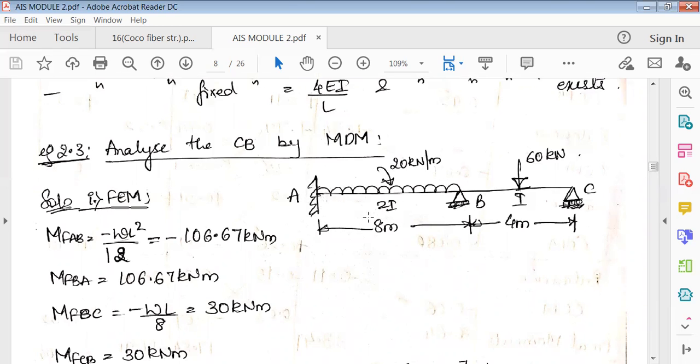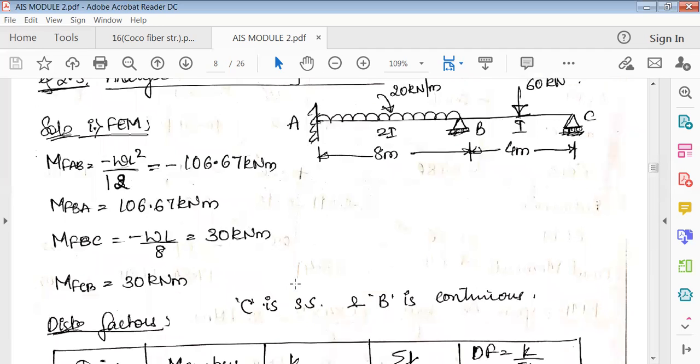So AB is a span of 8 meter carrying a UDL of 20 kilonewton per meter and having the value 2I. Next, BC is a 4 meter span and a 60 kilonewton load is applied exactly at the center, and it has only I here. So it's a simple beam, only a two span beam. B and C are simply supported. Now, as usual, first find the fixed end moments. For span AB it is minus WL square by 12, then for BA it is plus WL square by 12. Next, BC it is minus WL by 8, CB is plus WL by 8.